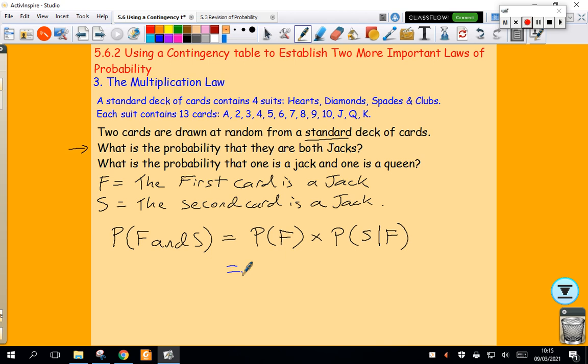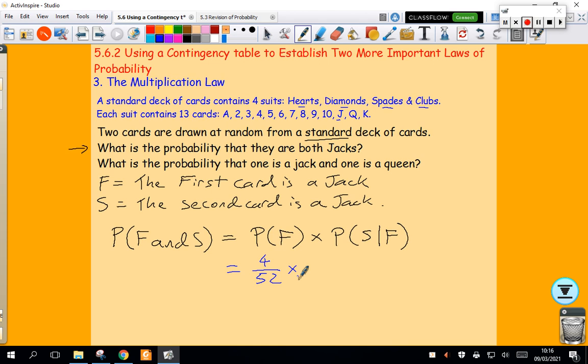So what's the probability that the first card is a jack? How many jacks are there in a standard deck? There's a jack of hearts, a jack of diamonds, a jack of spades, and a jack of clubs. There are 4 jacks in a deck. There are 52 cards altogether in the deck. So the probability the first card is a jack is 4 out of 52.